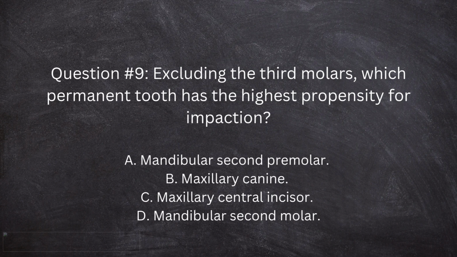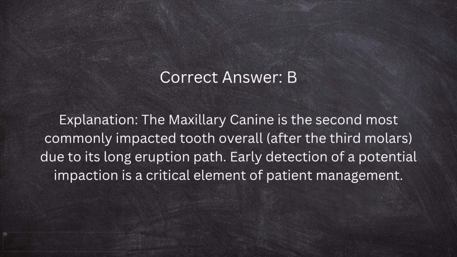Correct answer: B. Explanation: The maxillary canine is the second most commonly impacted tooth overall after the third molars, due to its long eruption path. Early detection of a potential impaction is a critical element of patient management.